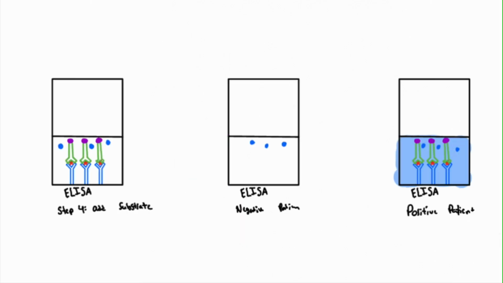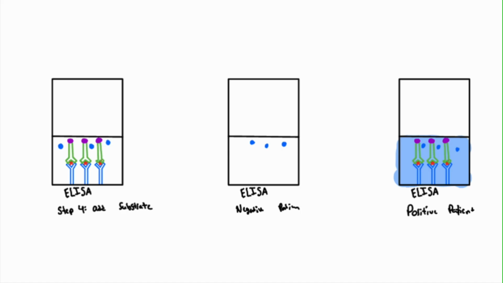For step 4, we add the substrate. If the enzyme is present, it catalyzes a reaction that turns the substrate blue, producing a visible signal. A blue color means the viral antigen was in the sample, confirming an active SARS-CoV-2 infection. If the well stays clear, no antigen was detected.